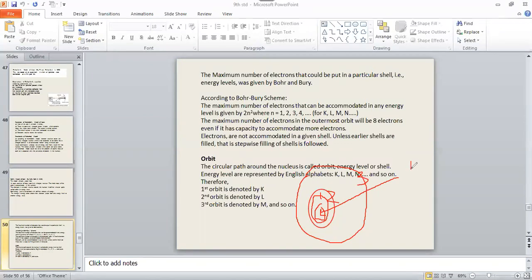Orbit number 1 is denoted by the symbol K, that is called the K shell. The second orbit is denoted by the L shell. The third orbit is denoted by the M shell. Then the fourth orbit is denoted by the N shell. So K, L, M, N, that is 1, 2, 3, 4. These are the orbits, or they are also called shells.